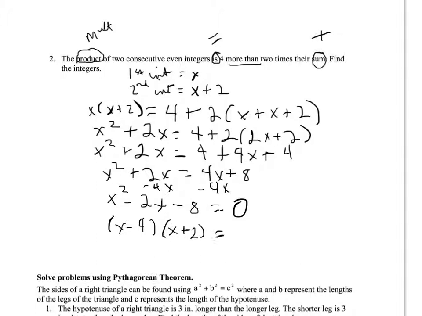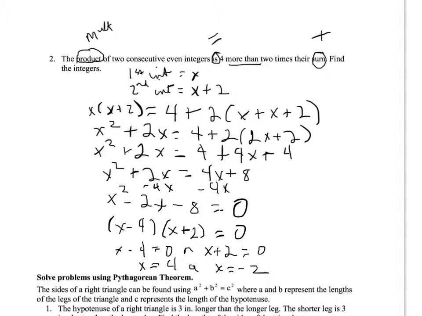I can double check that using FOIL or the box to make sure that it actually does multiply back out to give me the original quadratic that I had. It will. Now I set each of these individual pieces equal to 0 and solve. So either x minus 4 equals 0 or x plus 2 equals 0. And what I will get is x equals 4 or x equals negative 2.